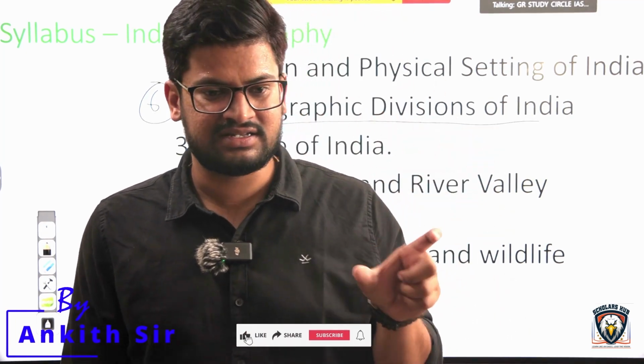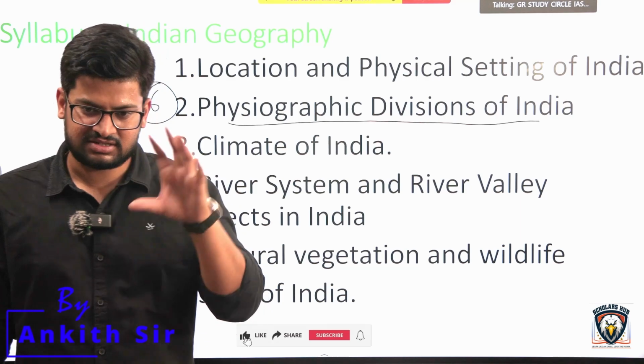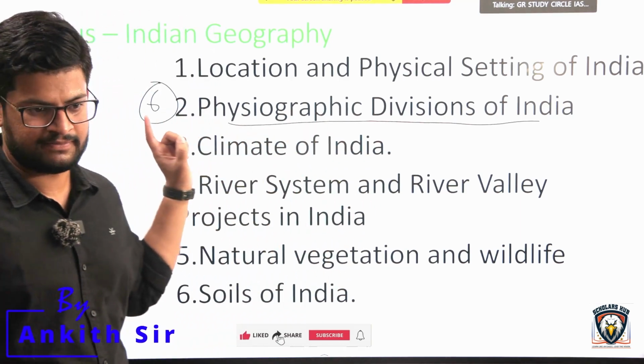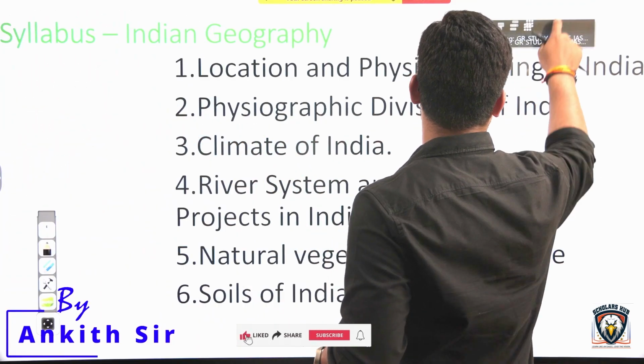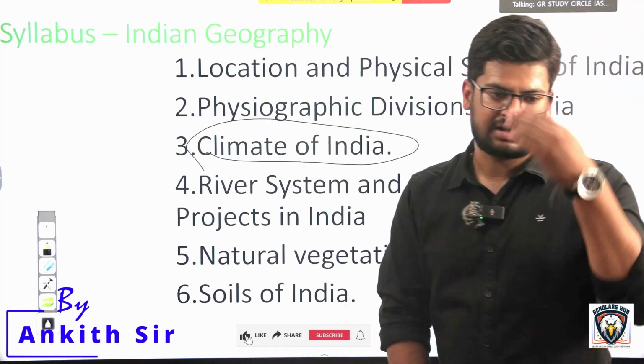Not entire Rajasthan is a desert. The northwestern part of Rajasthan is desert. We'll be discussing all these physiographic divisions in our second topic. Then we'll discuss the climate of India.